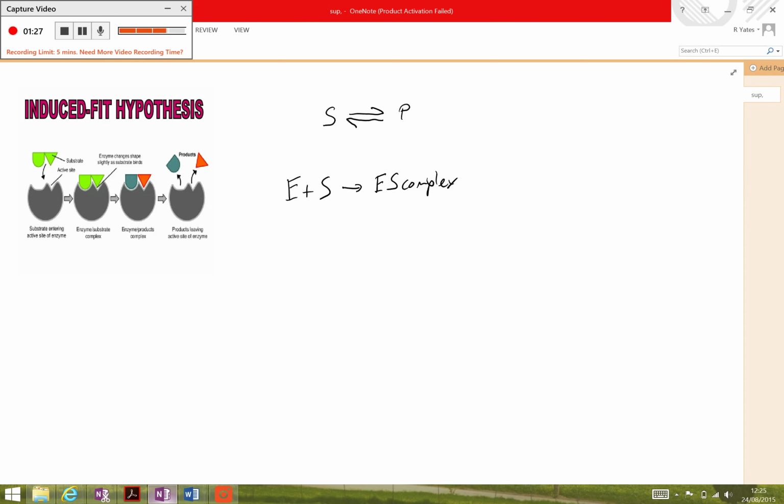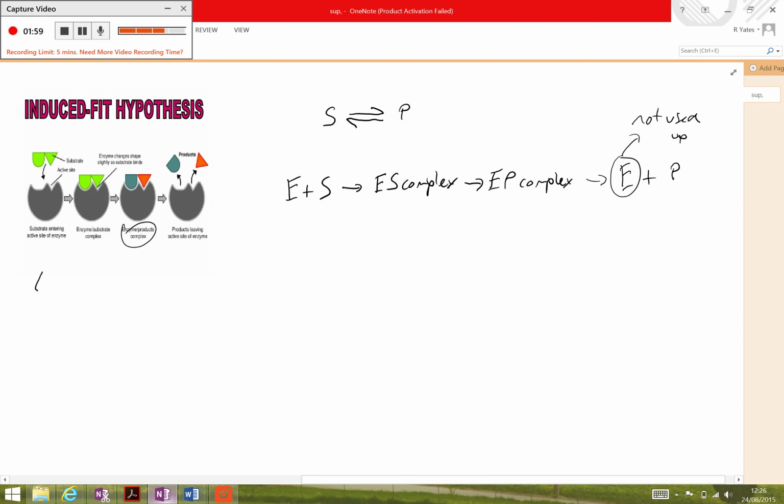So what happens then is that will then form our enzyme product complex. So that's down here, enzyme product complex, before our products are then obviously expelled, and we have still our enzyme and still our product. Remember, enzyme is not used up in the reaction. So how does this actually mean that the reaction is quicker? How does it take place quicker?